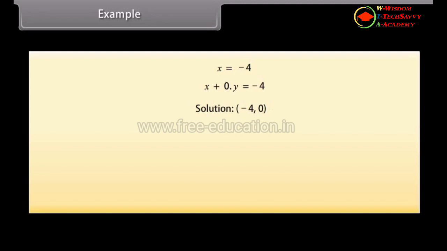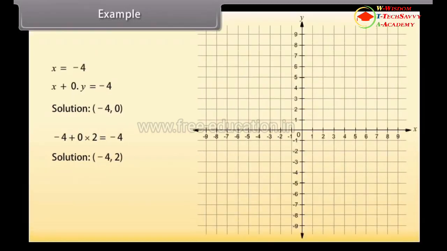So we get the first solution of the equation, that is (-4, 0). Since the value of y can be anything, another solution of the equation is (-4, 2). Now mark these points on the graph. This is (-4, 0) and this is (-4, 2). Join these points. We can see that the graph AB is a line parallel to the y-axis and at a distance of 4 units to the left of it.